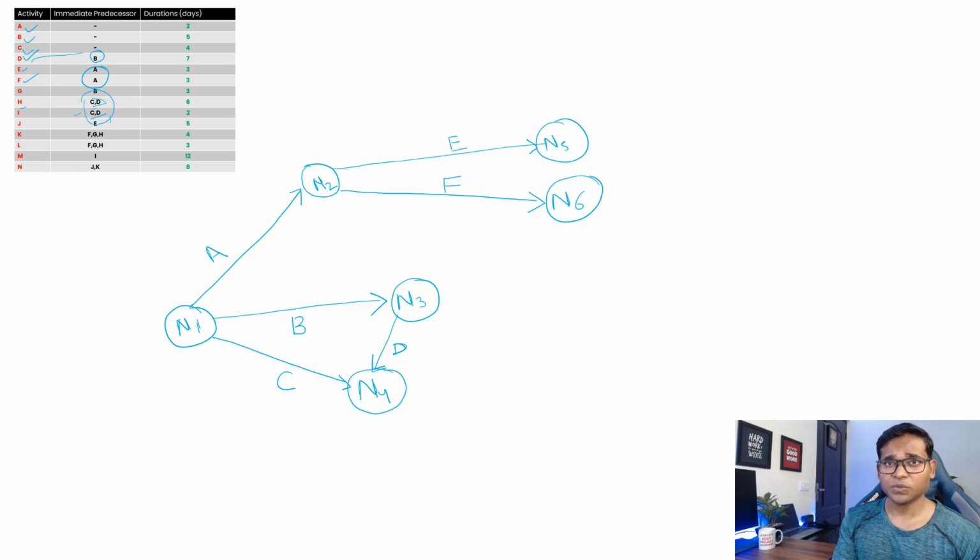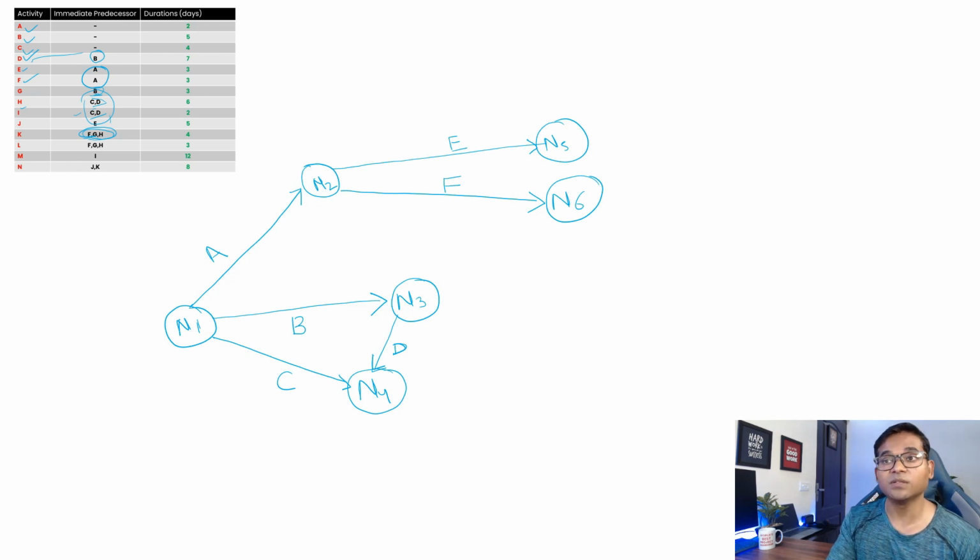Then you will come to the G. Now G is starting from B, right? But if you see, G also has to be a converging point, I mean, G has to finish. So we know from where it will start. It will start from here, that's for sure, because here B is ending. But where will it end? It will end at a point where F, G and H are converging, right? So there has to be a node where F, G and H are converging.